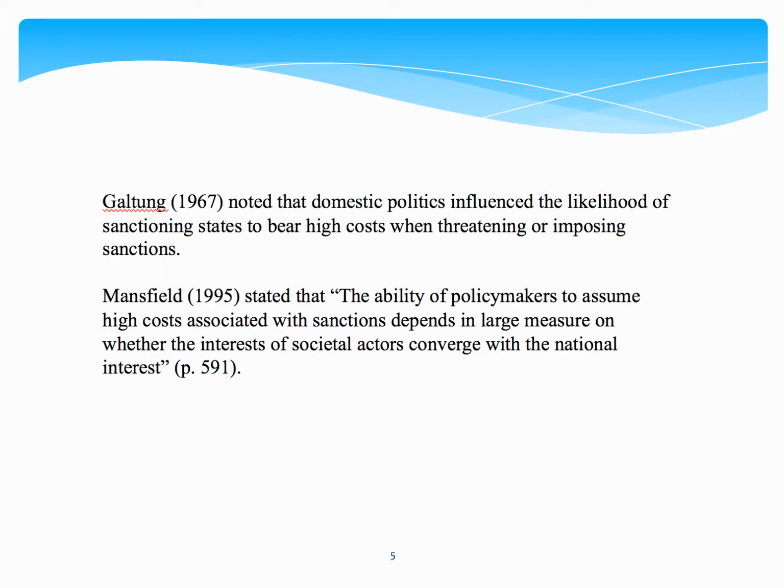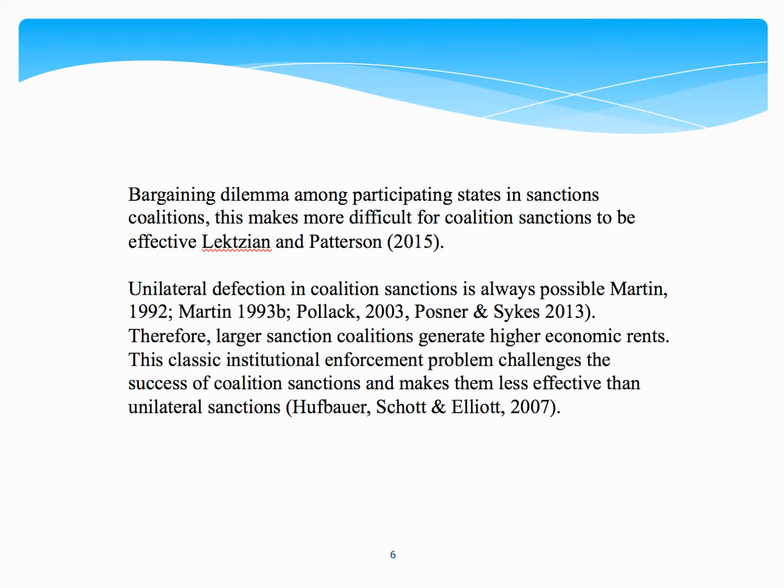We know Galtung noted that sanctions are not effective foreign policy tools, and he said domestic factors are very effective on politicians' decision making. That's why most of the time, especially in democracies, we see the problem of consensus. However, in Mansfield's argument, the ability of policymakers to assume high cost is the most important factor in making decisions about whether sanctions should be imposed or not. So, especially the debate on unilateral or multilateral sanctions is focusing on the bargaining dilemma among participating states on economic sanctions.